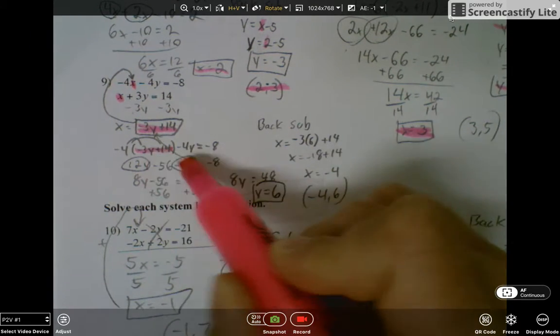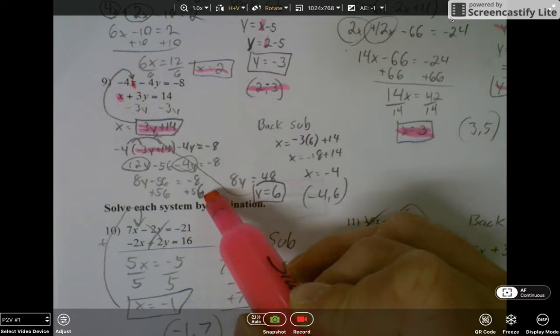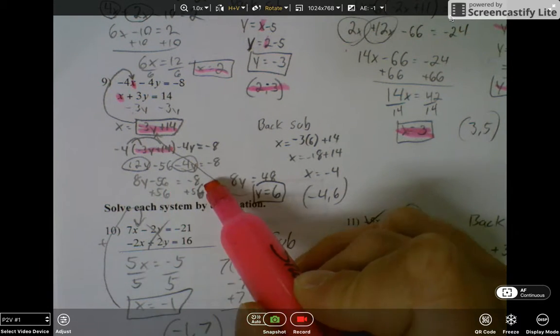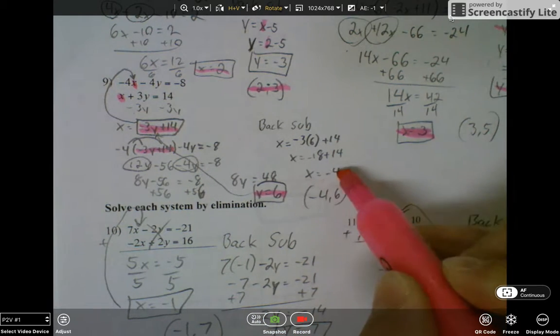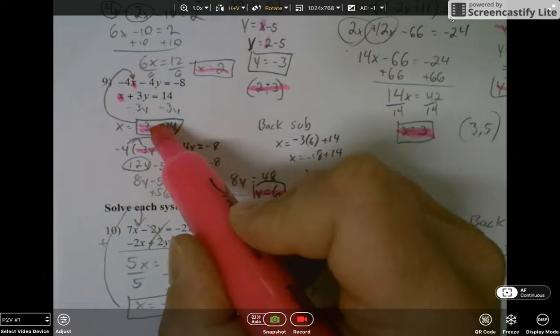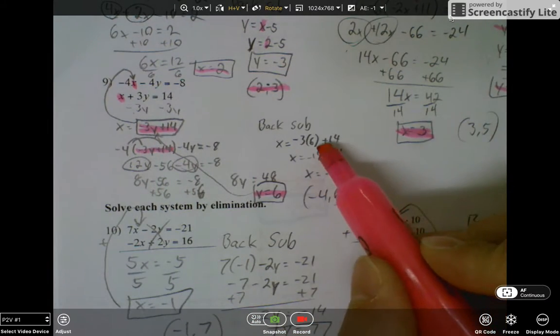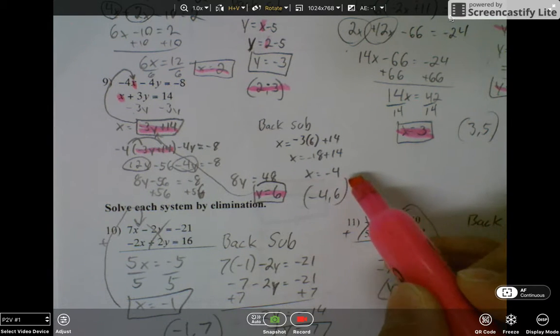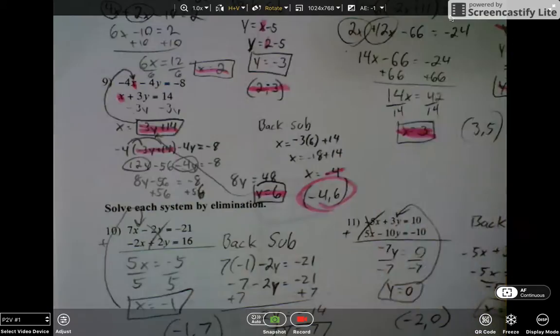So now I do my thing where I distribute, combine like terms, and I get 8y, and then I have to add 56 to both sides. I get y equals 6. I back sub it in to my x equals equation, because that already tells me what x is going to equal. That's what I'm looking for. So that's going to be negative 18 plus 14, which is negative 4. So that is my solution there.